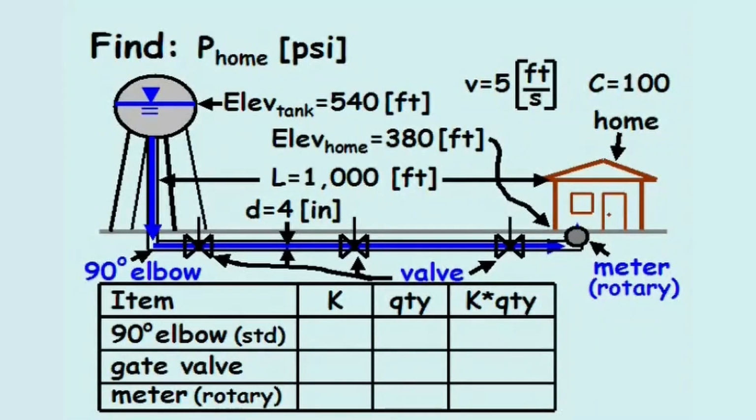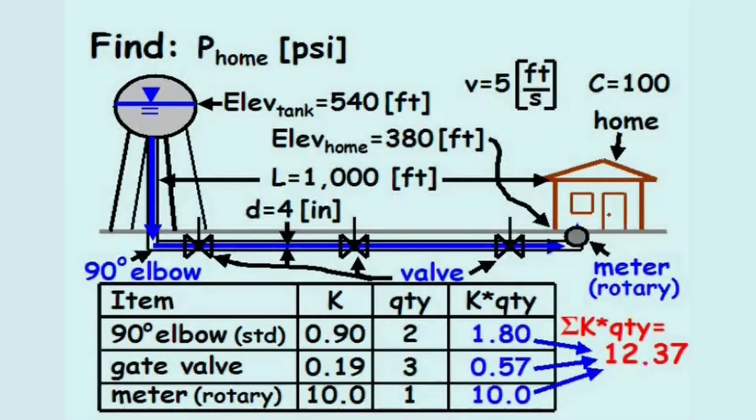The value of k equals 0.9 for the standard 90-degree elbow, 0.19 for the fully open gate valve, and 10 for the rotary meter. The quantities of each of these appurtenances is added to the table and then multiplied out. The sum of these products equals 12.37 and is used for the variable of sigma k in the minor head loss calculation.